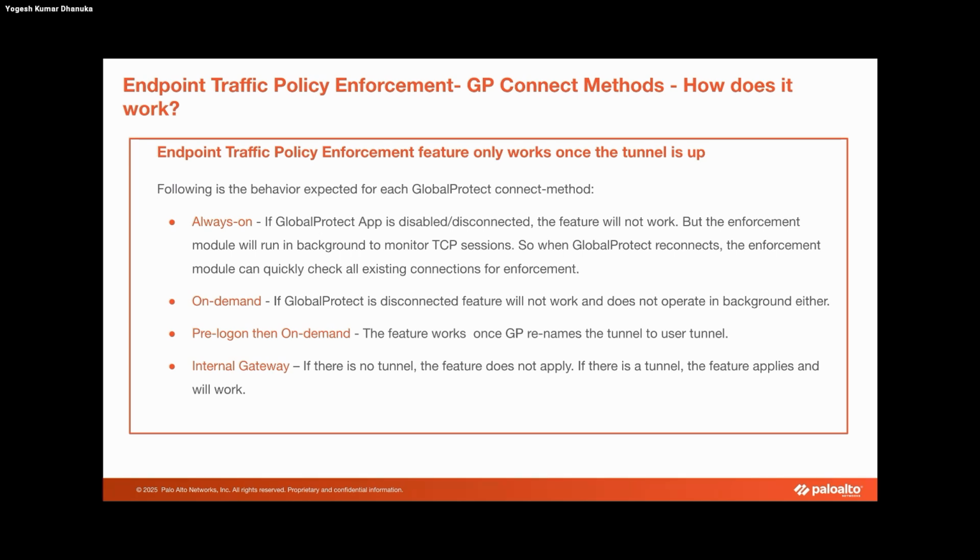For pre-logon and on-demand, or pre-logon and always on, the enforcement part would work only when the tunnel is up. So for example, if a user has not turned on the machine and the GP is connected using a machine certificate, at that point of time, not all the features or all the services on the system are running and the user is not logged on.